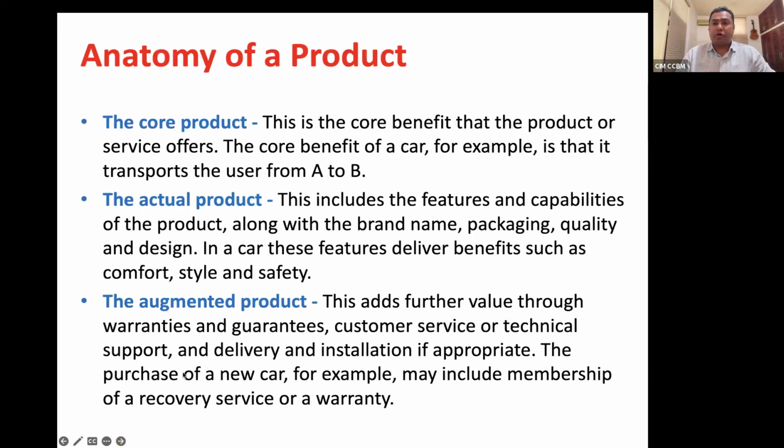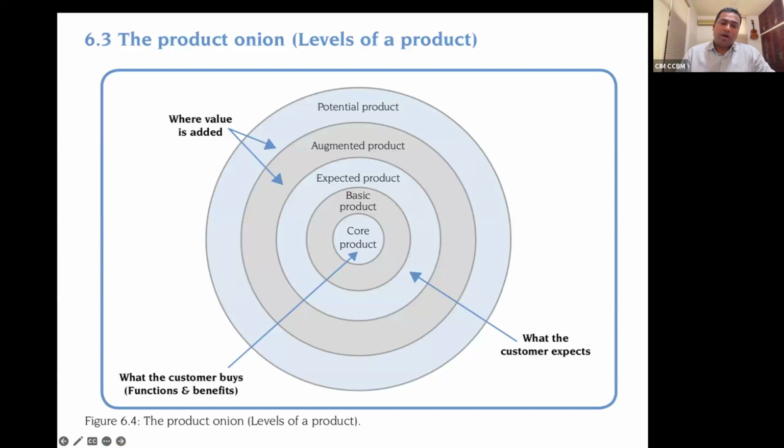Let's start with the product. When we talk about products, we talk about the levels of a product. Can you see? This is like an onion. We call this the product onion or the levels of a product. Right in the center here is the core product. What do you mean by that?